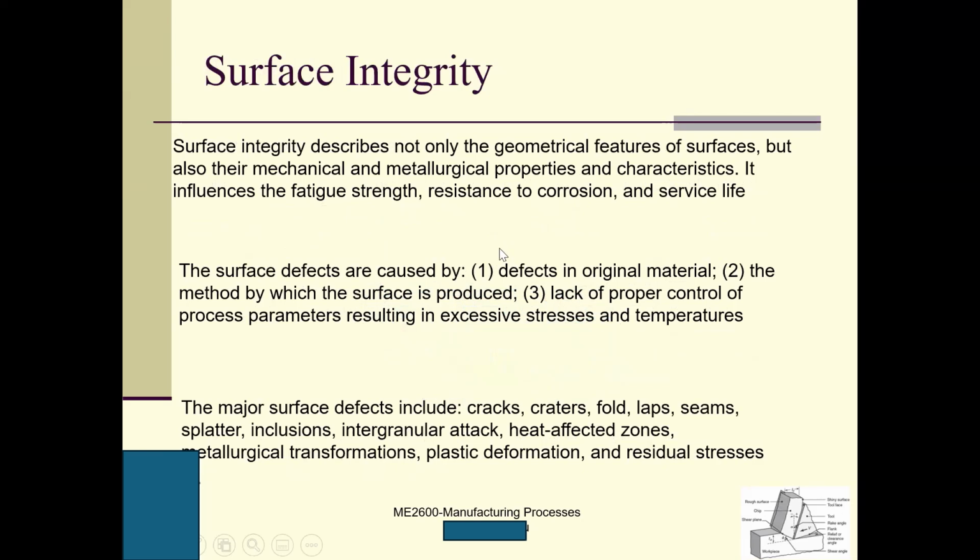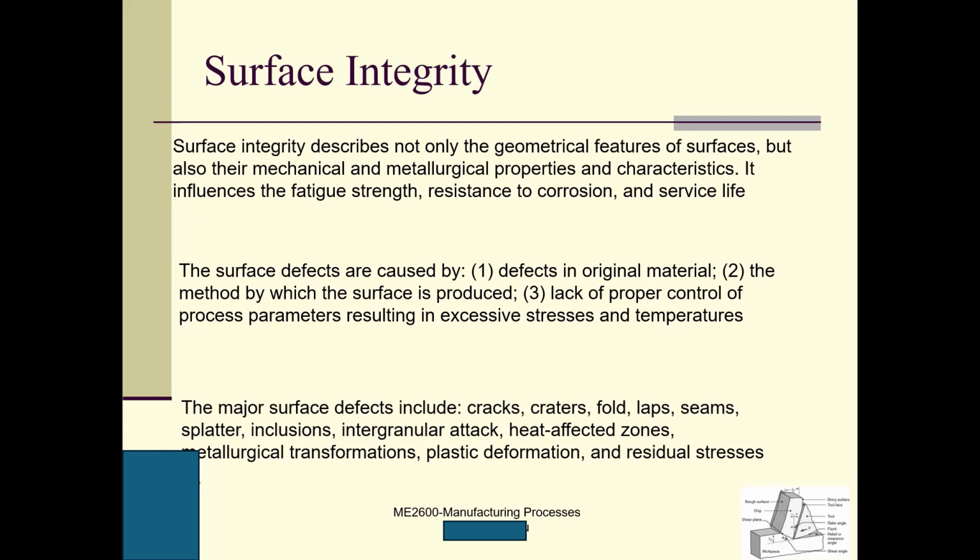The surface integrity. So what is surface integrity? Surface integrity says that not only the geometrical features of surfaces, but also the mechanical and the metallurgical properties matter. So when you machine it, because of excessive heat, some metallurgical properties might already be changed, for example, phase transformation. It influences the fatigue strength, resistance to corrosion, and the surface life. So this is the surface integrity.